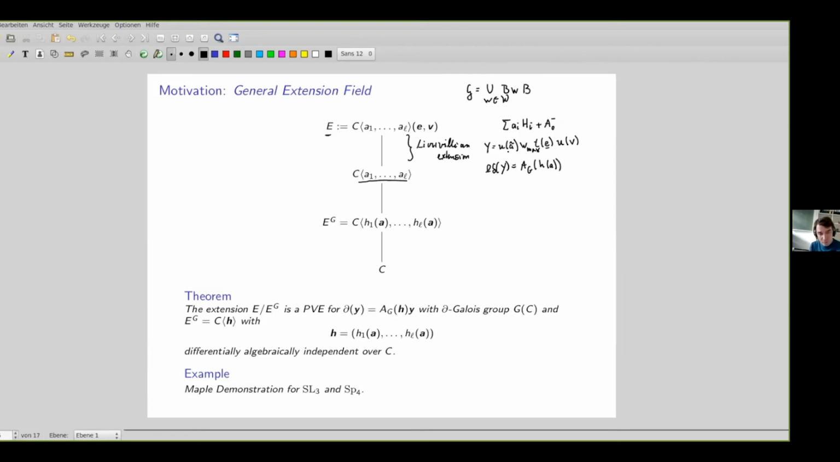Okay, how does the group act on this extension E? Well, it acts by right multiplication with elements of G and then recomputing the Bruhat decomposition of the product. And then we get a similar result as for the general linear group. The fixed field is generated by the coefficients of our defining matrix. So this is the theorem here below. Okay, let's have a look at how this looks for the special linear group and the symplectic group.